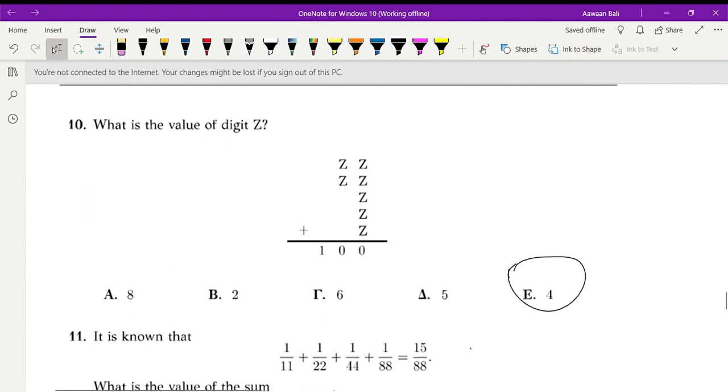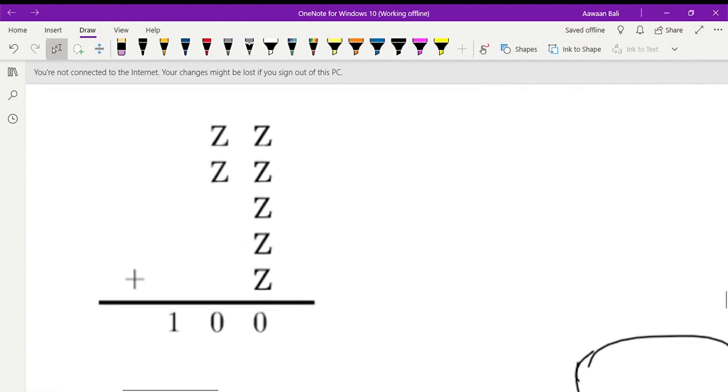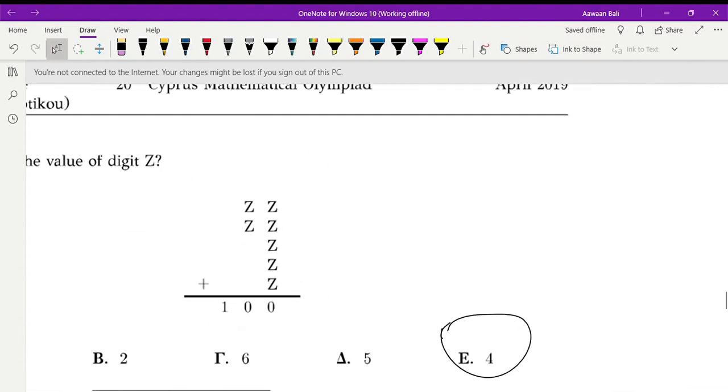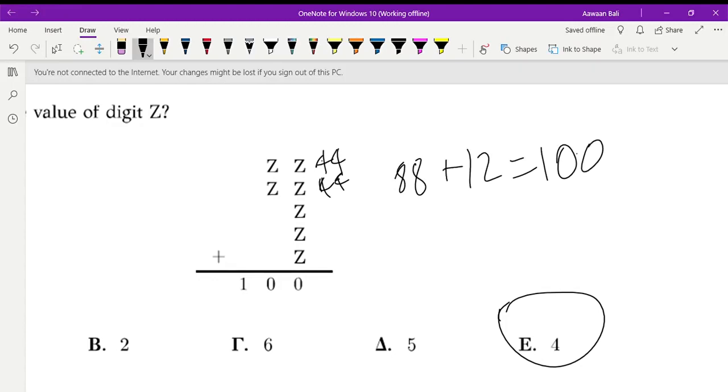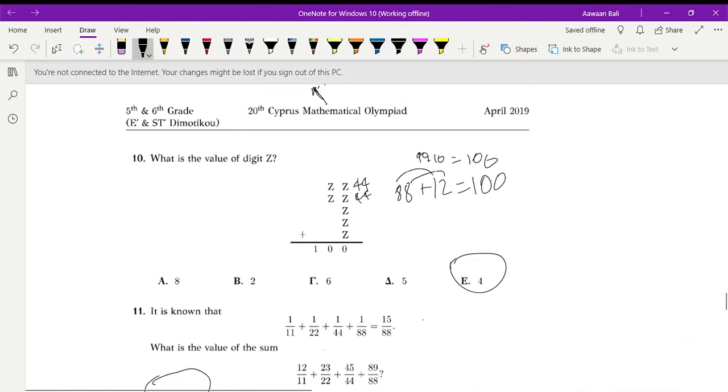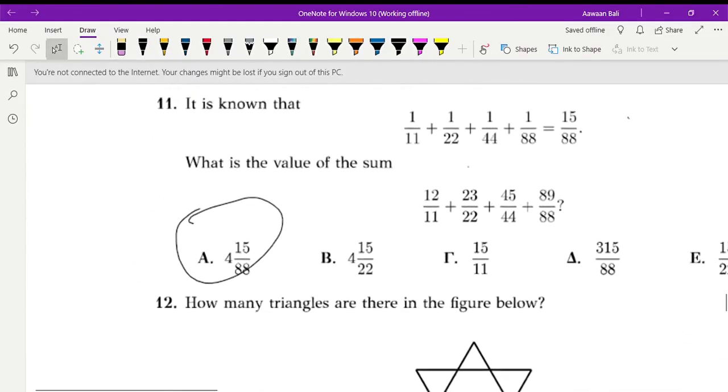Now, question number 10. What is the value of digit z? We can obviously say that's 44. The digit is 4, because 44 plus 44 is 88. And 88 plus 12, because 4 times 3 is 12, is 100. You can check that since 8 plus 1 is 9, so you know this is 90, this is 10, 90 plus 10, 100. So we know that it's 4 there, so that's E, 4.